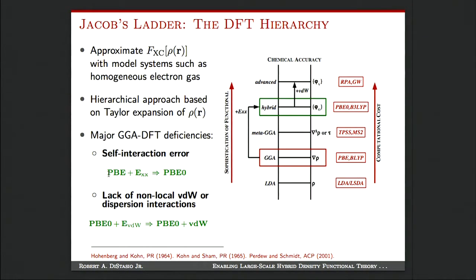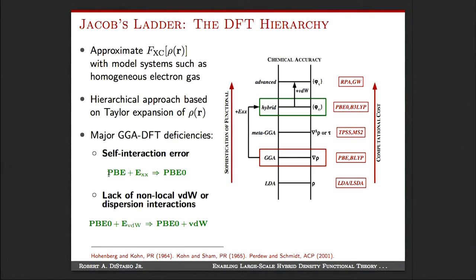So the big problem with density functional theory in general is that an electron feels itself. It has what they call self-interaction error. And one way of alleviating or ameliorating that self-interaction error is to add in a little bit of the Hartree-Fock exact exchange. And that brings you up to this level, which are the so-called hybrid functionals.